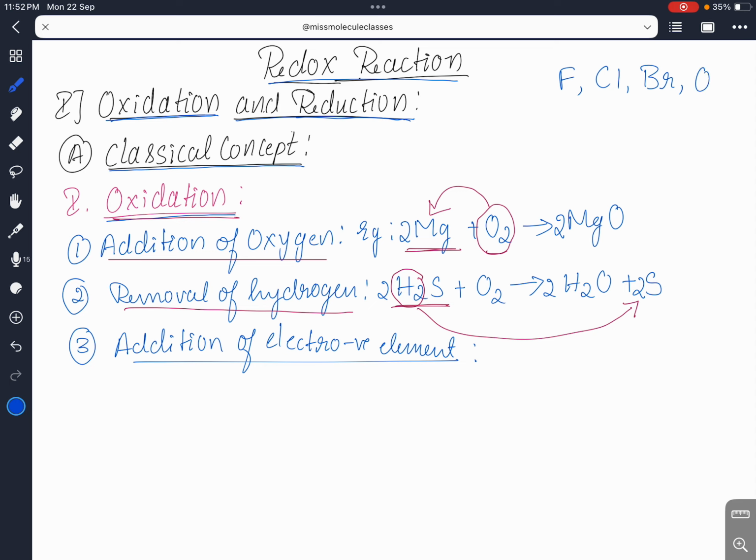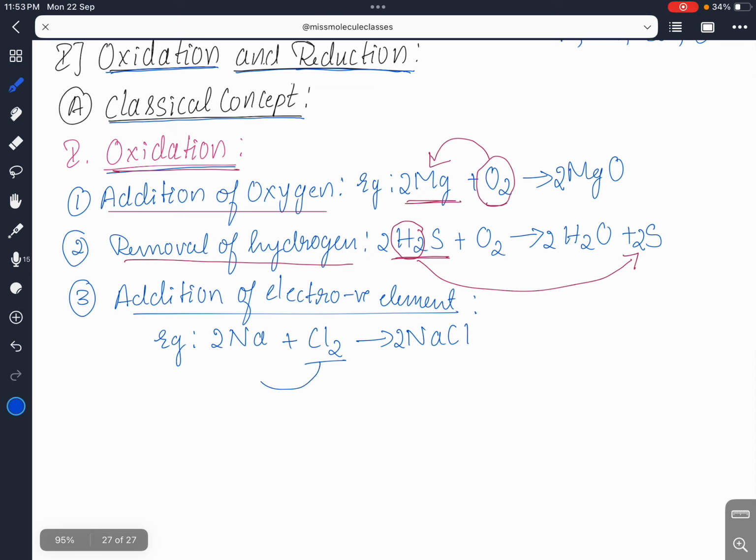So here I'll consider an example for addition of electronegative element. Take sodium, which is an electropositive element. To this I'm adding chlorine molecule, which is electronegative. It is going to form sodium chloride. So the reaction is balanced here. Addition of this electronegative element, which is the electronegative element here? Chlorine is the electronegative element. We are adding this chlorine to sodium, which is electropositive. So this is also an oxidation reaction.